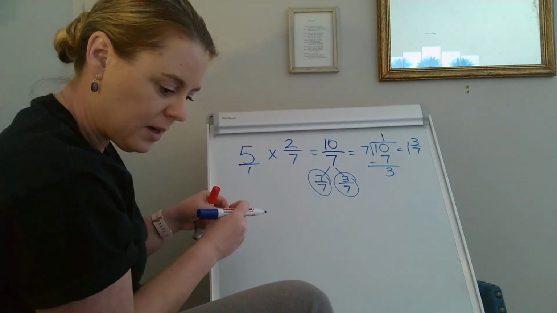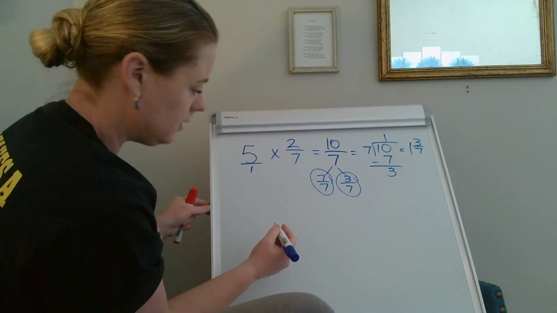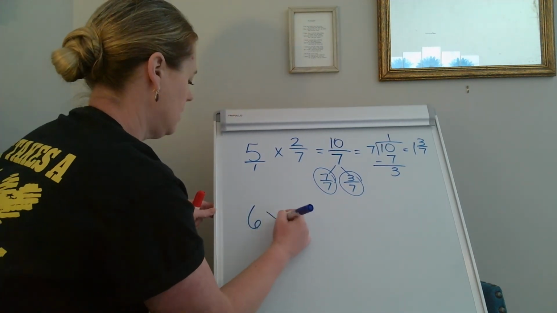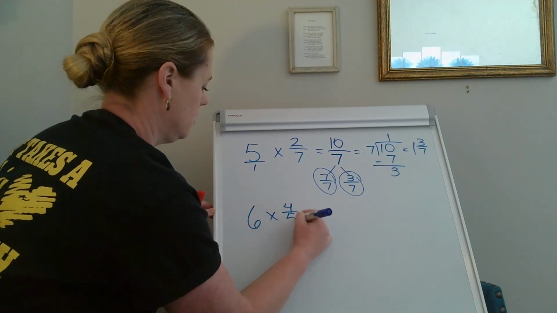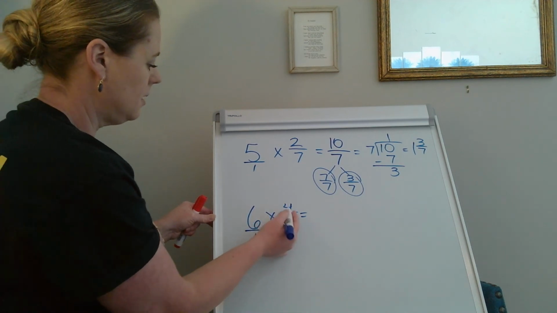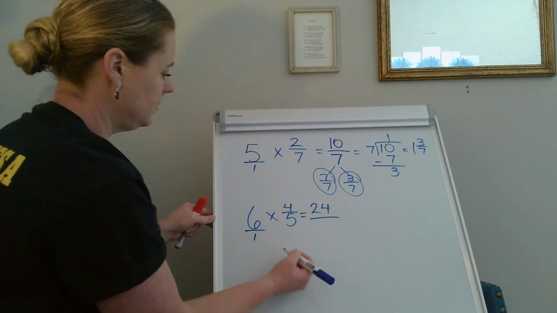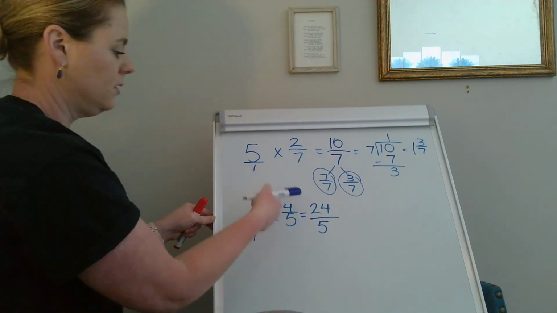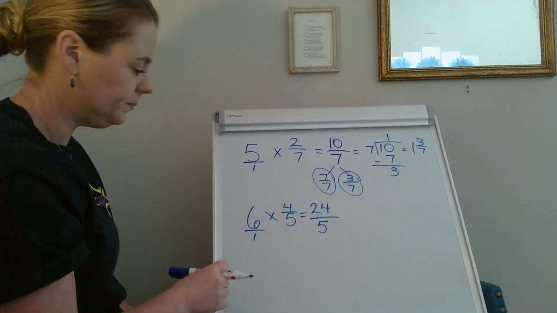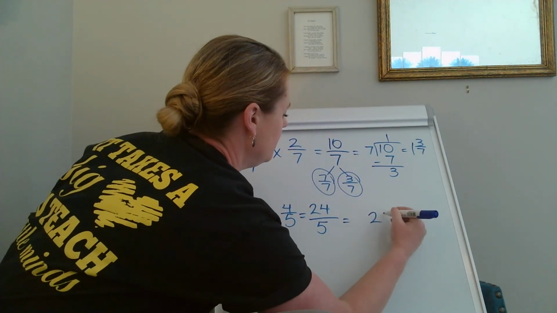And the last one there. 6 times 4 fifths. So the 6 is over 1. 6 times 4 is 24. 1 times 5 is 5. So this is way bigger than 1.